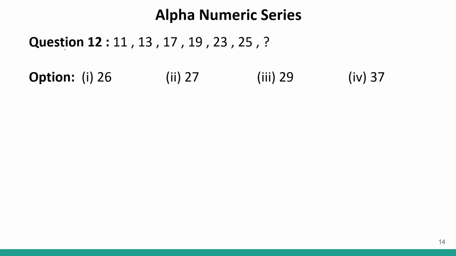Clear? Question number 12. We have 11, 13, 17, 19, 23, 25. I can see very small jumps. So this is basically addition of 2, this is addition of 4. Correct? This is addition of 2 and this is addition of 4. This again is an addition of 2 and this again is an addition of 4. So this again is an addition of 2. So I can see a repeating pattern. Plus 2, plus 4, plus 2, plus 4. So the next one will be plus 2, plus 4.